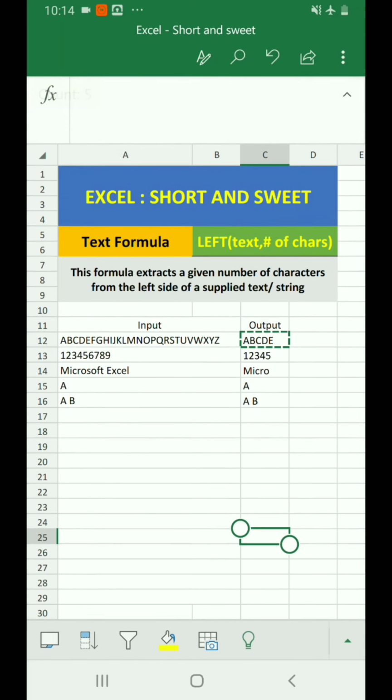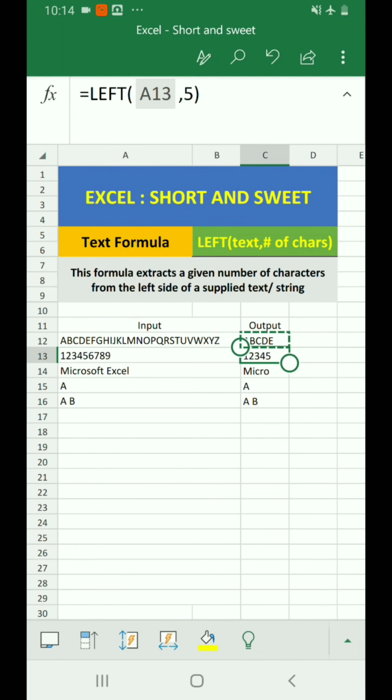Yeah, can you see the numbers? It extracted only 1, 2, 3, 4, 5, and from Microsoft Excel it extracted only Micro, from A only A, from A space B it took A space B, which is less than the 5 characters.